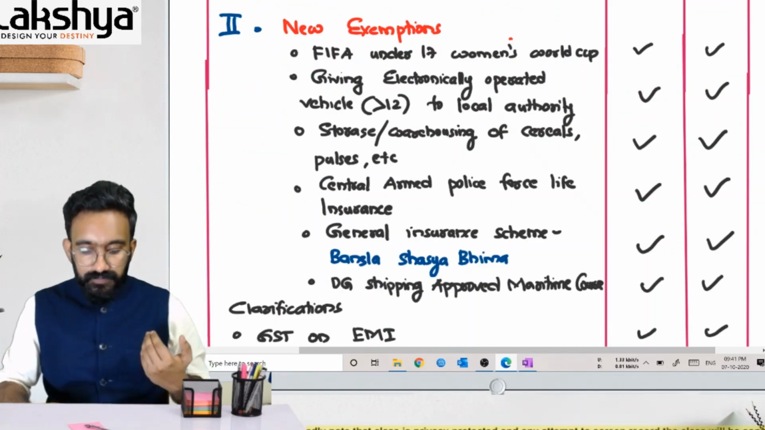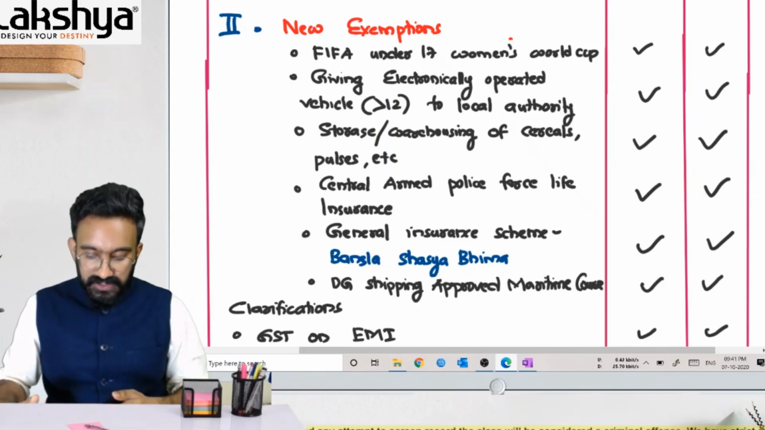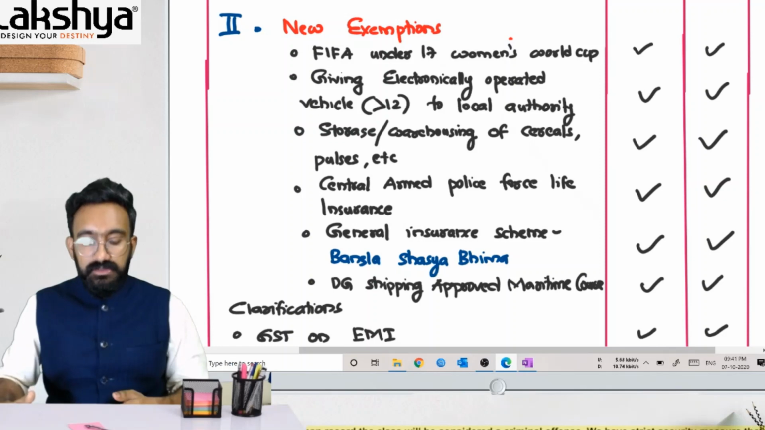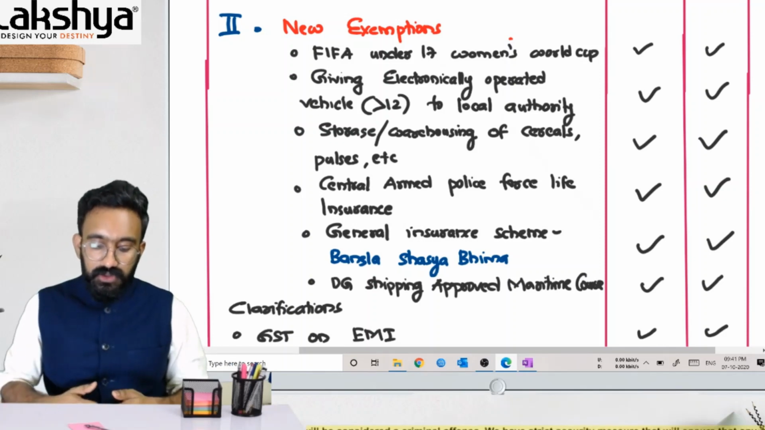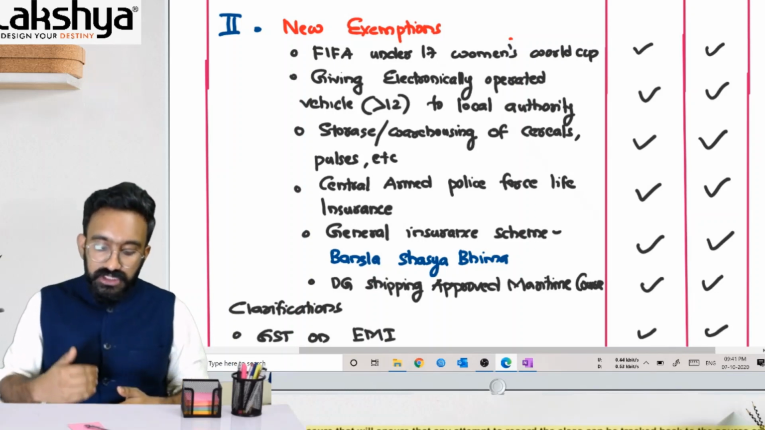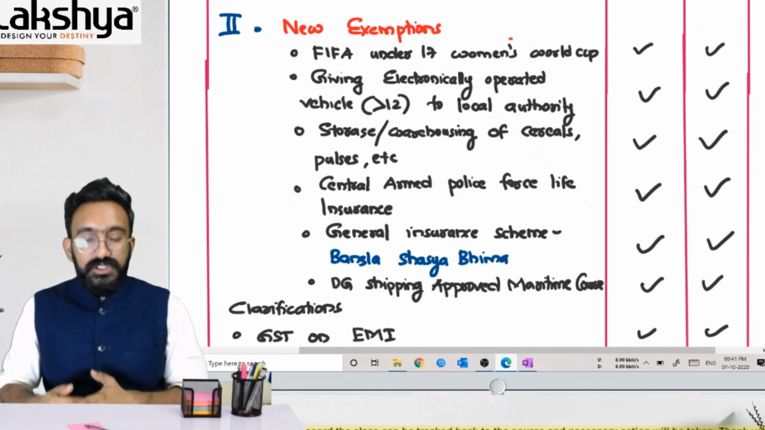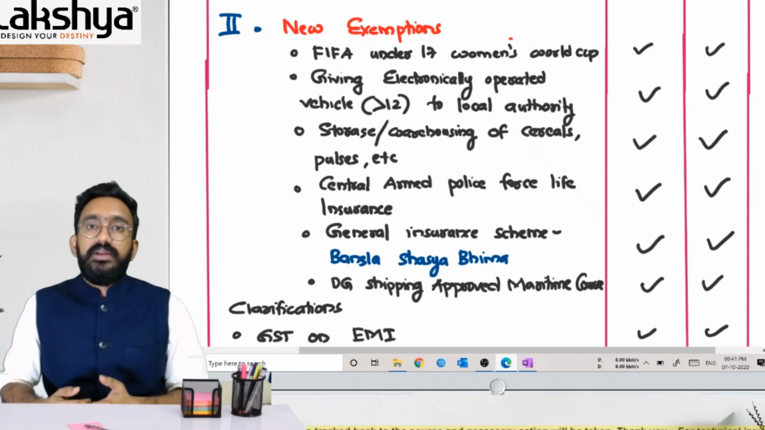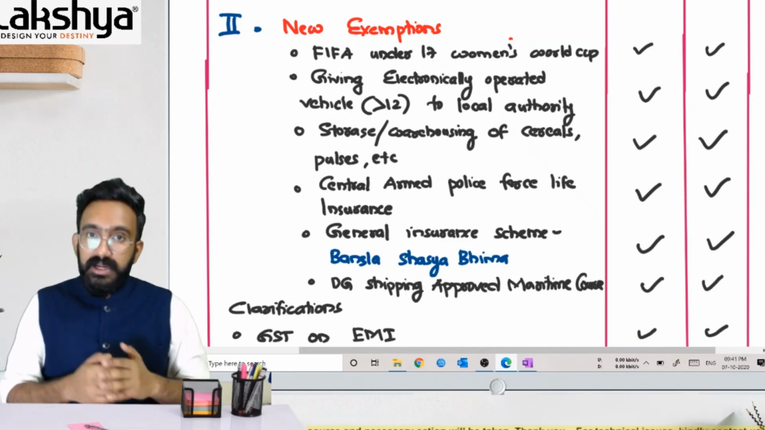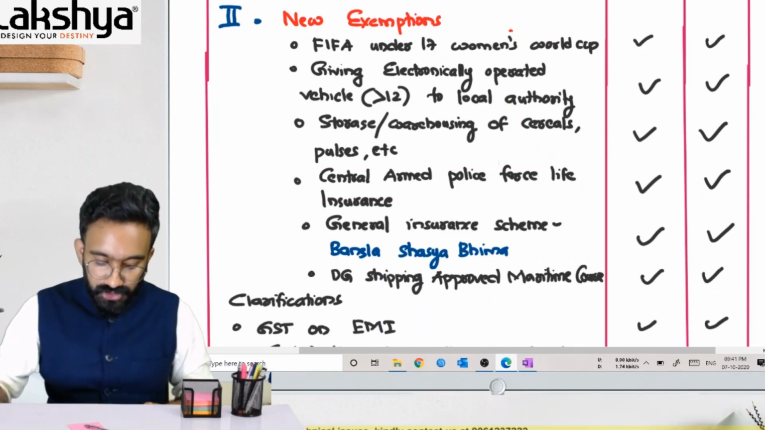Next is, Central Armed Police Force life insurance premiums has been exempted. General insurance schemes, there is one more exemption that has been added for Bangla Sasya Bima Yojanas. Then, in education, DG Shipping approved maritime courses. Director General of Shipping approved maritime courses. All these marine courses which are approved by Director General of Shipping, that is also going to be considered to be a course which will be eligible for exemption on the course fee.